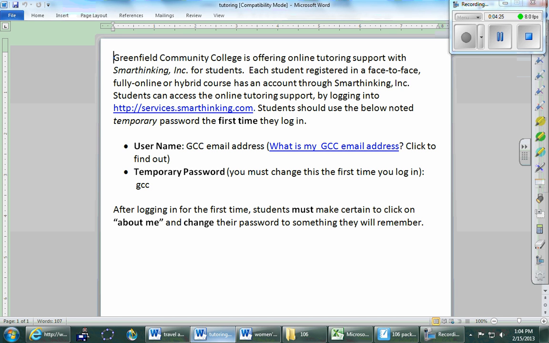Your username, write this down right now if you're interested, is your GCC email address. The default password, which you will change, is GCC. Smartthinking.com. Oh, okay, so this was emailed as well. Thank you. So explore. I might come in and give more details about this at another point, but it's free.